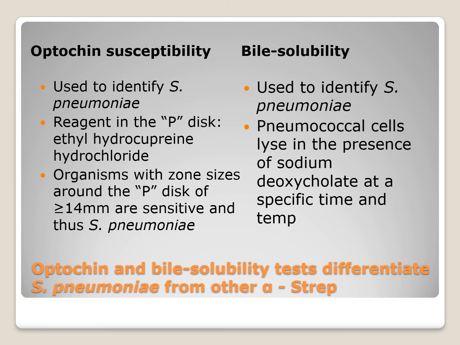The bile solubility test is used to identify Streptococcus pneumoniae. Pneumococcal cells will lyse in the presence of 5% sodium desoxycholate at a specific time interval. So for the bile solubility test, you take a plate of your Streptococcus that you're trying to test, and you put a drop of the 5% sodium desoxycholate on your colonies, and then you incubate it for a half hour. If the colonies disappear, then we say that they are bile soluble, and if they're bile soluble, then they must be Streptococcus pneumoniae.